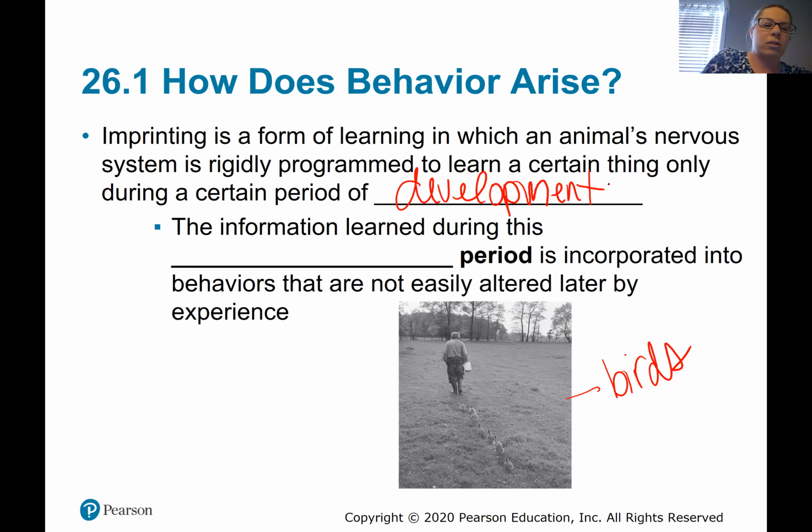The information learned during this period, called the sensitive period, basically imprints or ingrains these behaviors into the animal, and it's really hard to alter them later. So for example, baby birds, like baby ducks or baby geese, will follow the first thing that they see move. Generally in the wild, that's going to be mom, right? Mom wants all of her babies to come and follow her so she can keep them safe from predators while she is out foraging for food, okay?